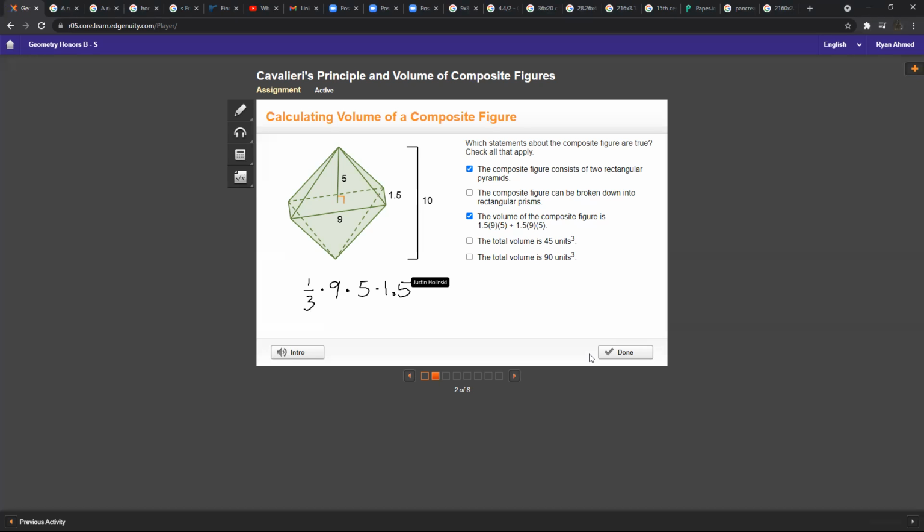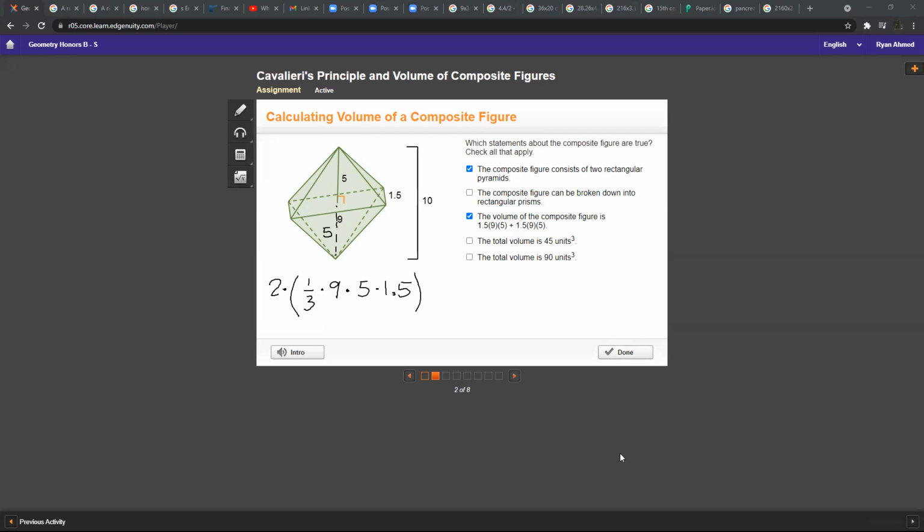And then they both have the 9 in common. They both have the 1.5 in common. But this height right here is 5, so that means the other height should also be 5. So then the total should be 2 times whatever this happens to be, because we have 2 congruent figures, 2 congruent solids. So let's do the math real quick.